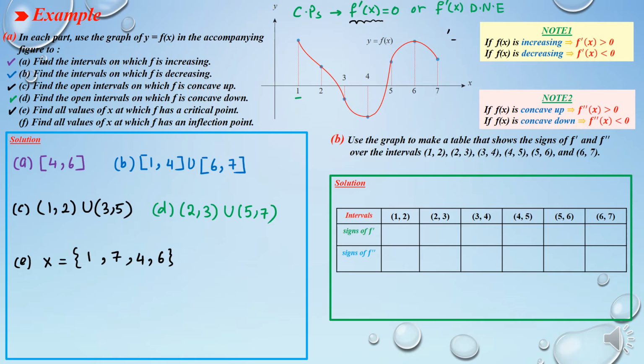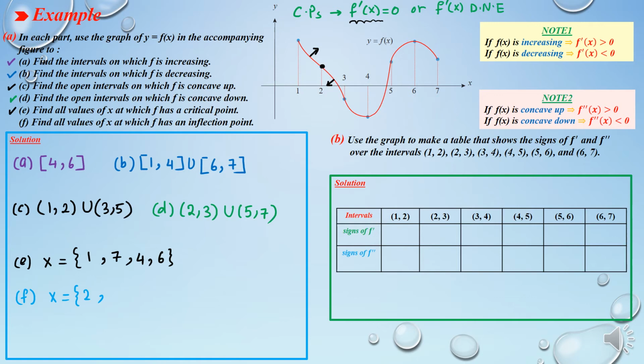Now in part F you have to find all values of x at which f has an inflection point. Inflection point means the point where the function changes its concavity. Okay, and this is easy to see from the graph. Here we have concave up and here we have concave down, and this happens around x equals 2. So the first x value for the inflection point is x equals 2 because the function f changed the concavity around x equals 2.